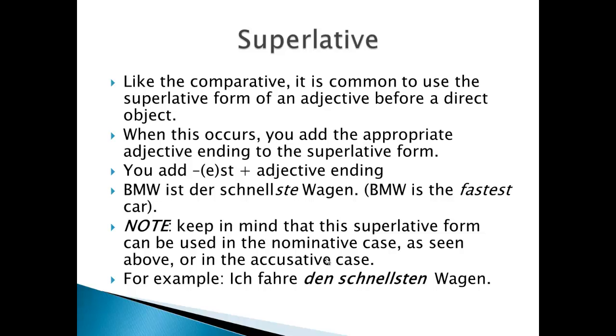Just like the comparative form, when these follow a definite article or when they precede a noun, you have to have the ending there. So looking down at the fourth bullet point, BMW ist der schnellste Wagen. Der schnellste. So it's not going to be the am sten, because that way we would just say it's the fastest, but I want to say it's the fastest car, so it's going to change a little bit. This is der schnellste Wagen.